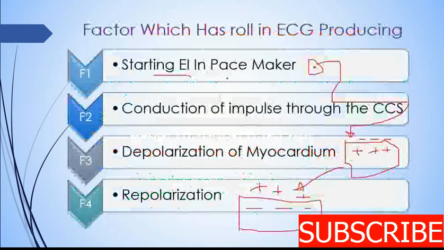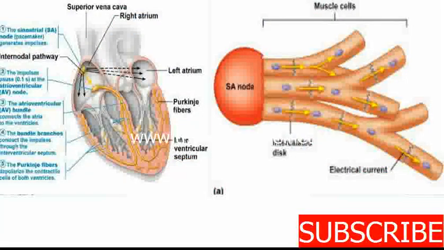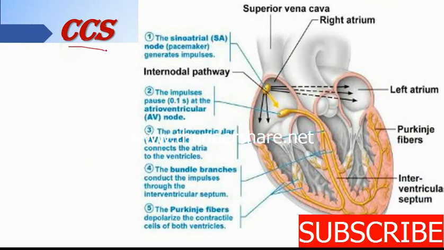Then I told you the normal heart pacemaker is the SA node, located in the superior lateral wall of the right atrium, and then we came to the conductive pathway, the conduction of these impulses through the conductive system. As I told you, this conductive system consists of 5 components: SA node, AV node, bundle of His or atrioventricular bundle, bundle branches, and then Purkinje fibers at the very remote point, and also you can easily know this cardiac conductive system.